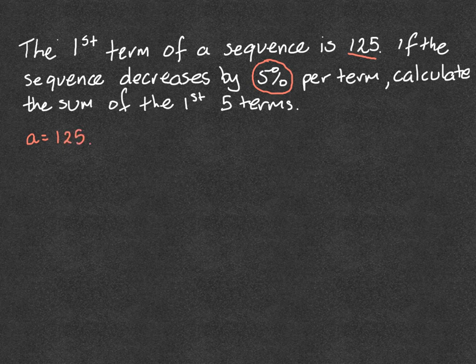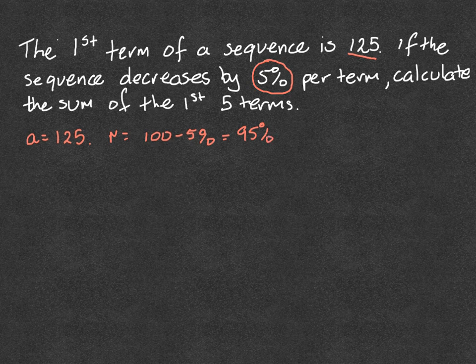Then we've got to look for the R value. And the R value is usually the percentage. Now, if the percentage is decreased, what you do is you take that percentage and you take it away from 1, or 100 in this case. So that would be 100 minus 5% is equal to 95%.